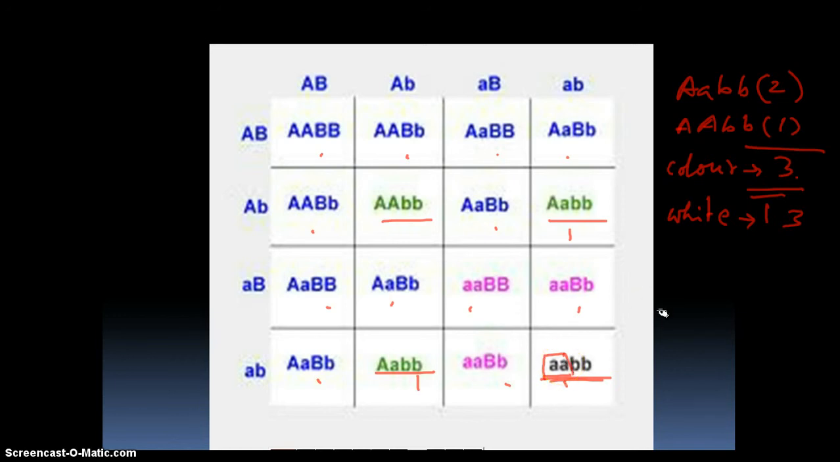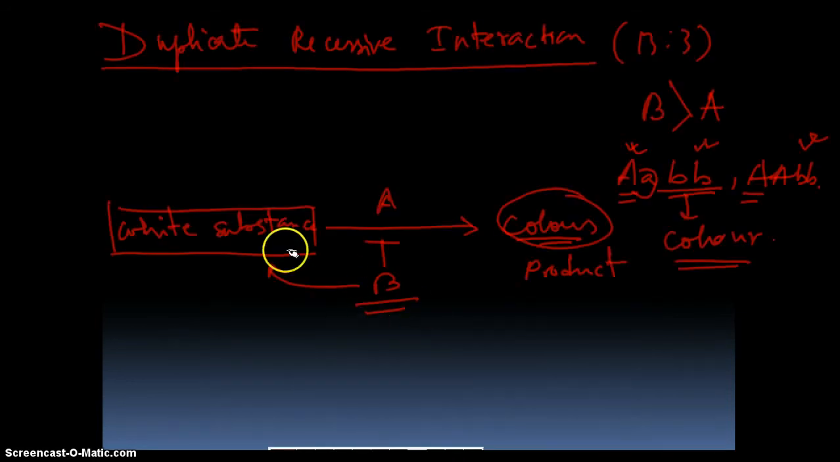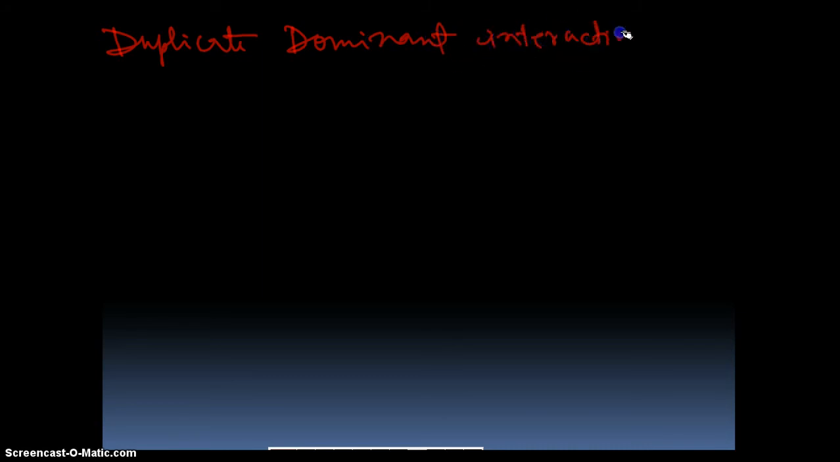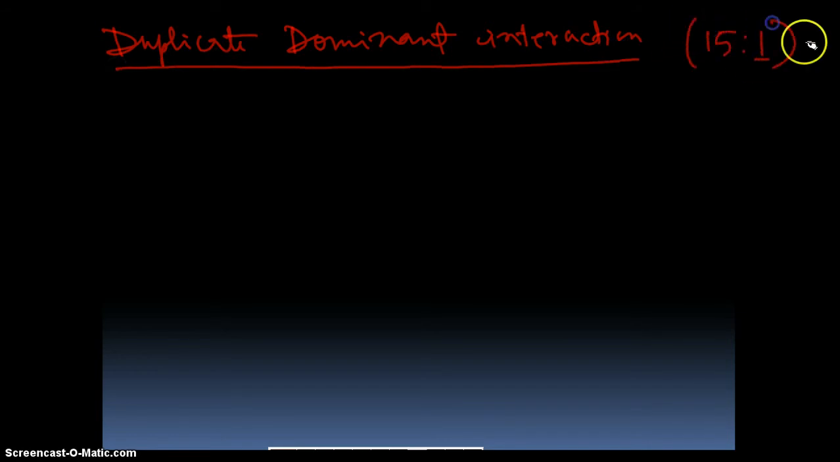Now let me go back to the previous slide, and we will discuss another kind of epistatic interaction, which we call the duplicate dominant interaction. And here the ratio is 15:1.